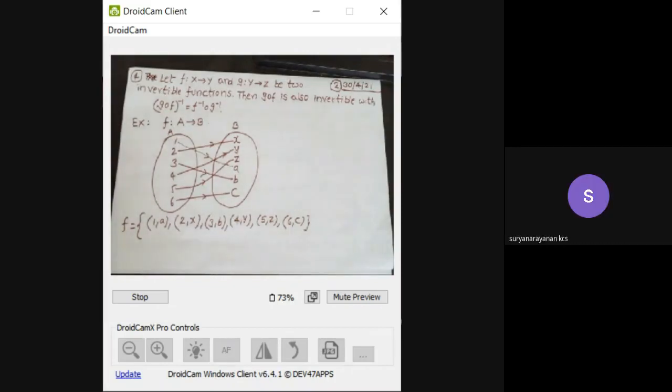What is meant by one-one? Can you tell me what is meant by a one-one function? Do you remember the definition of a one-one function?